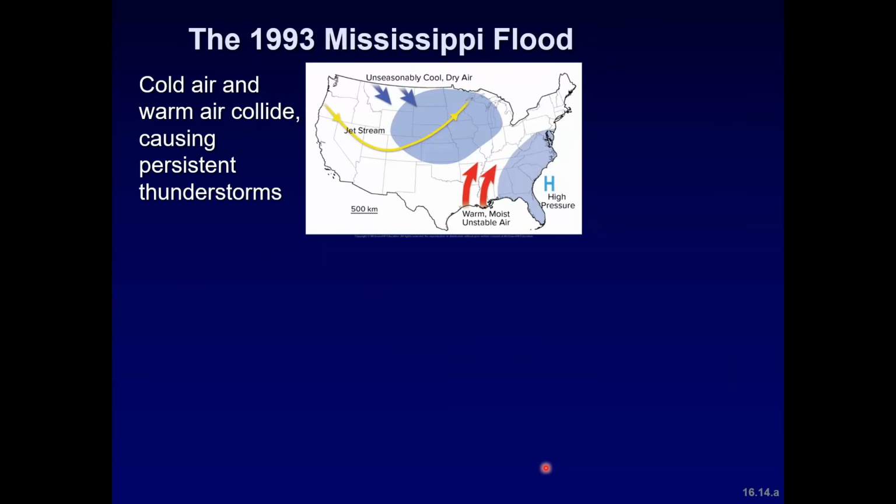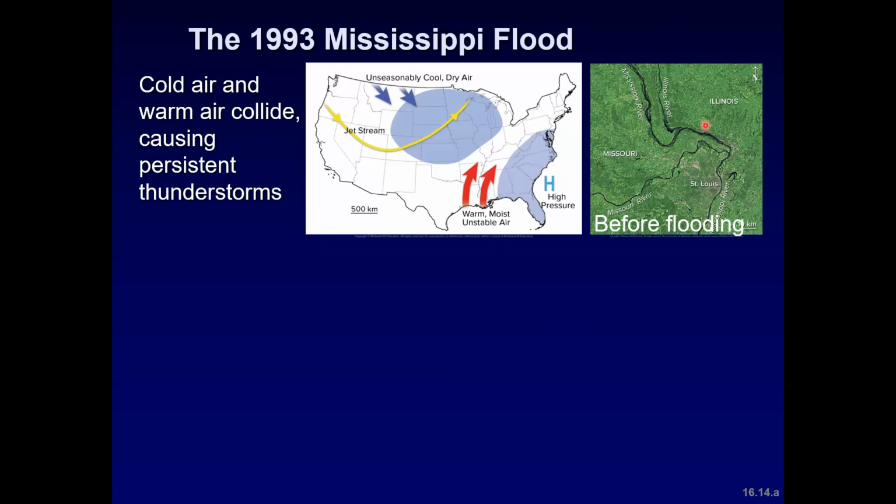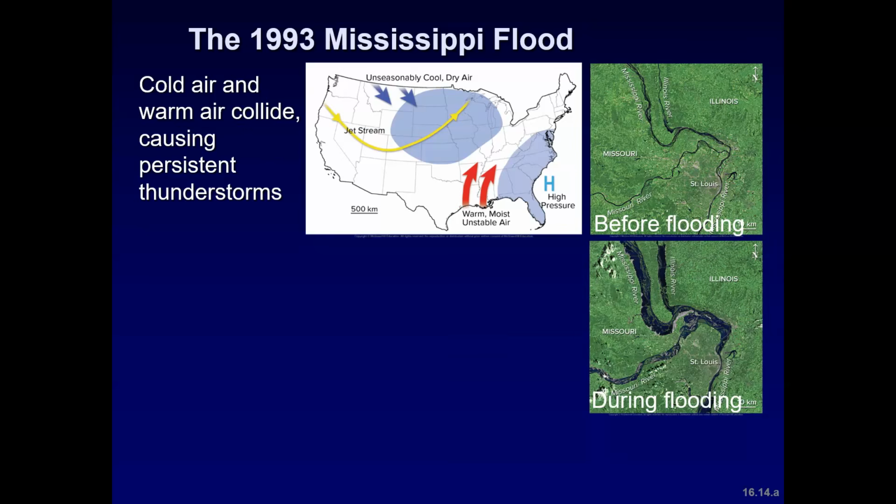This will be an exploration of the 1993 Mississippi flood. In this case, flooding built up over a period of several days to weeks, but continued for 2 months. We had a situation where cold air and warm air collided, causing persistent thunderstorms. So a little bit of meteorology here. Before flooding, it looked something like this. And during flooding, all this water was flowing through the area.